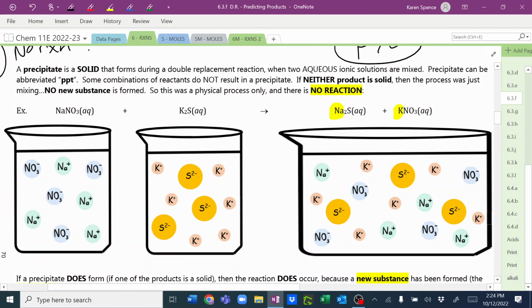Before the reaction, we had sodium ions floating around. After the reaction, we have sodium ions floating around. Before the reaction, we had sulfide ions floating around. After the reaction, we have sulfide ions floating around. Has anybody undergone any sort of change here? No, we had ions floating around, and now we have a mixture of different ions floating around. This is a physical change, not a chemical change, because we've just mixed things.